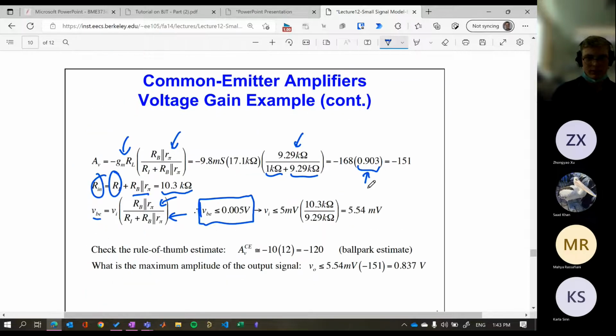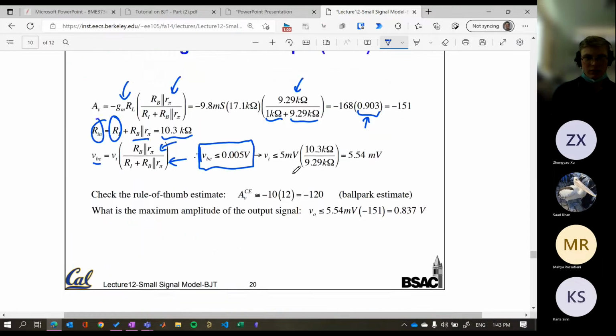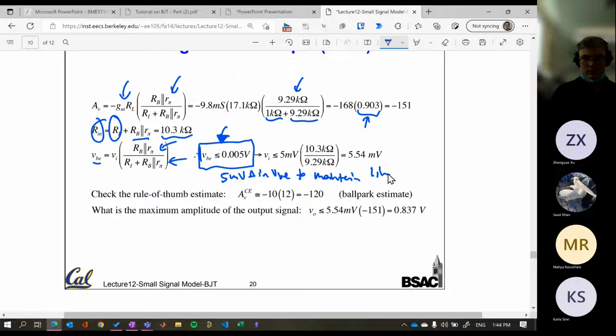Maximum input signal level. I'd have to check why that can only be 5 millivolts. I think they've just chosen this value. So we want to stay within our linear operating range. So we choose a 5 millivolt sort of change in VBE. And then that translates to a 5.54 millivolt change in our input.